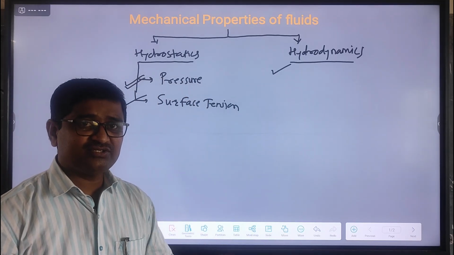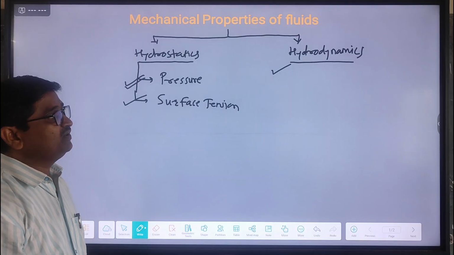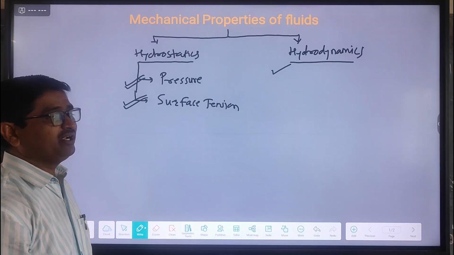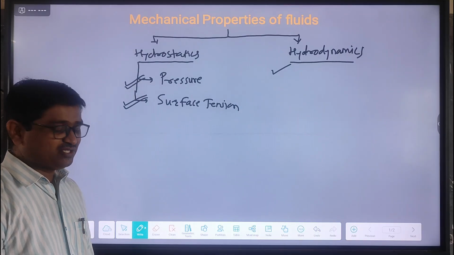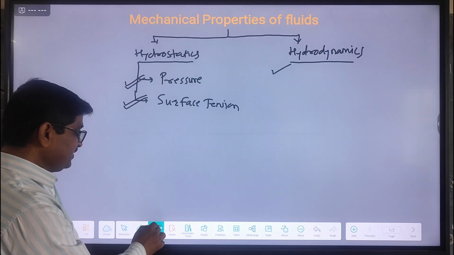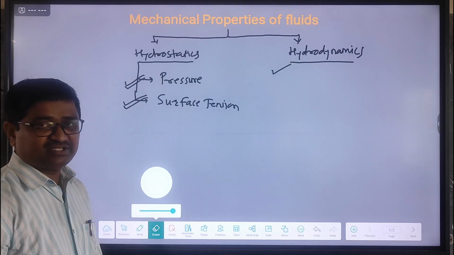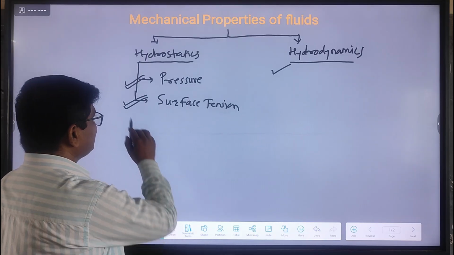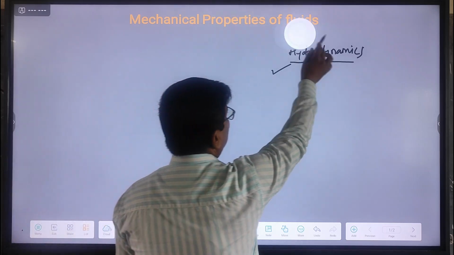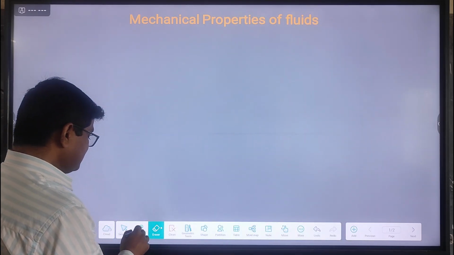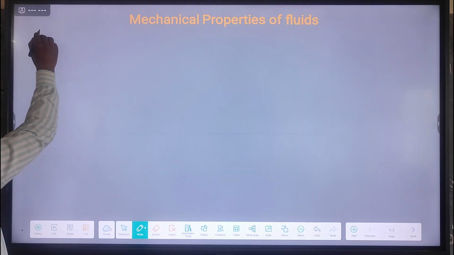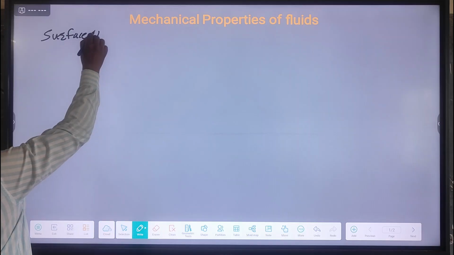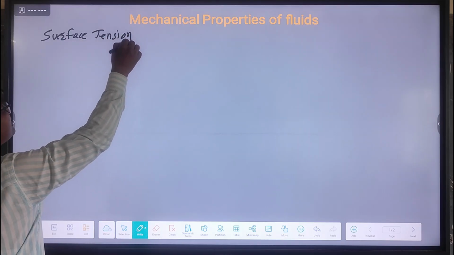After those successive concepts, today we are starting another very important concept from this chapter, that is the second part of hydrostatics, surface tension. This surface tension is a very important part of this chapter. So that's why we are trying to discuss each and every point of this chapter descriptively. So let's start. The first important point from this chapter is surface tension.